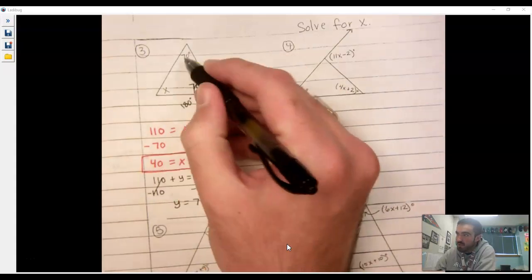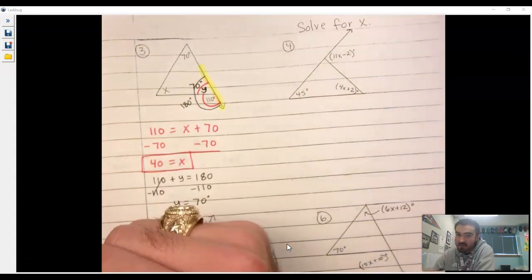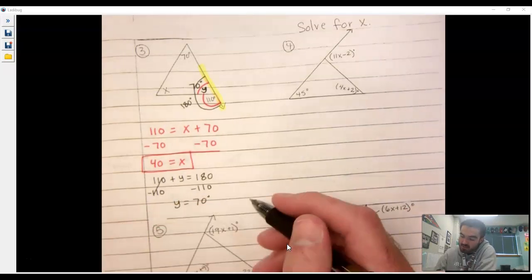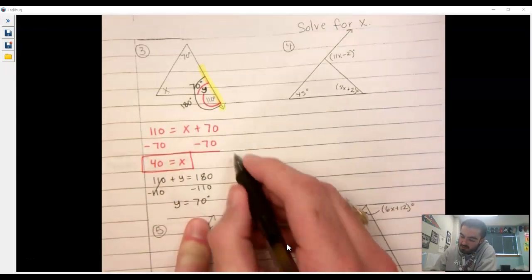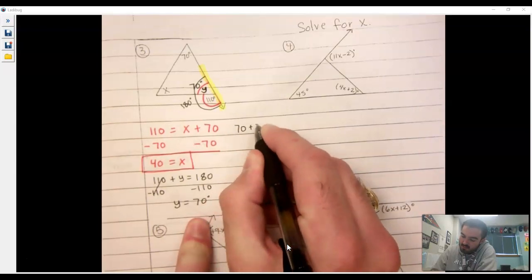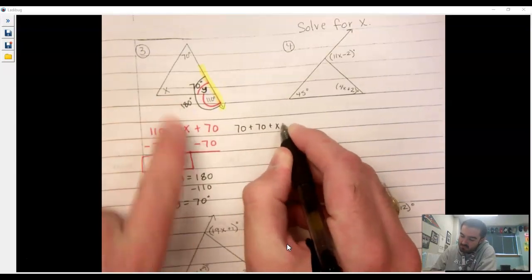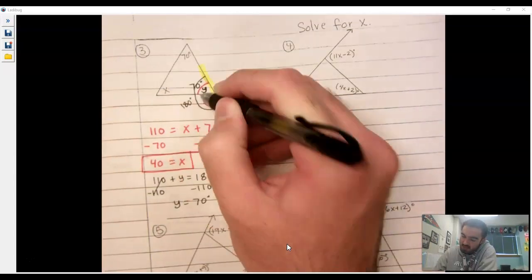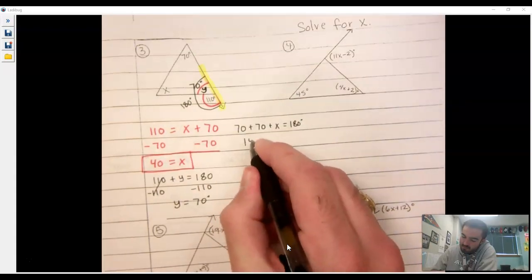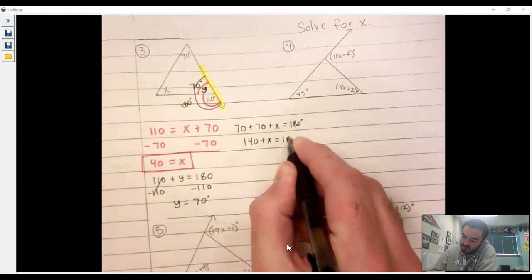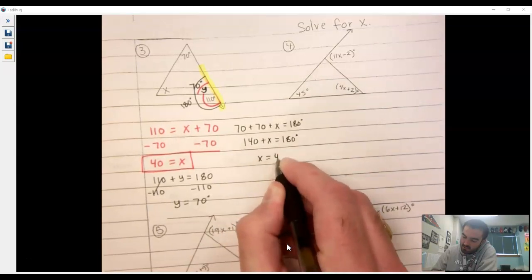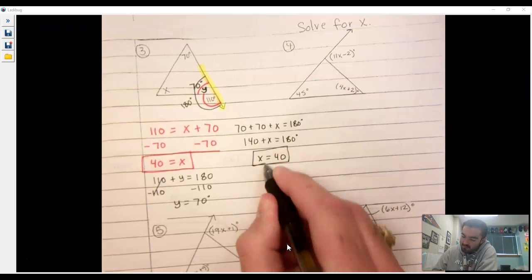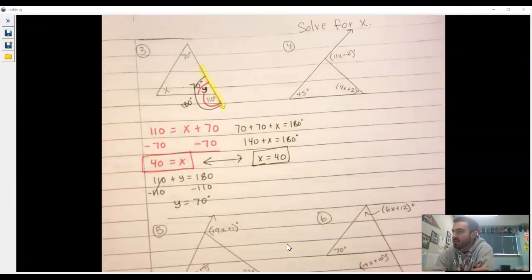To find x, couldn't we use the fact that triangle angles add up to 180 degrees? We sure could. So what we could do next is we could do 70 plus x equals 180, since the sum of the angles of a triangle add up to 180 degrees. 140 plus x equals 180 degrees. X would equal 40. So if you see here, we got the same answer using both methods. So this might be a good way for you to check your work.